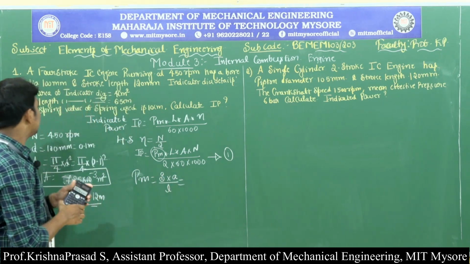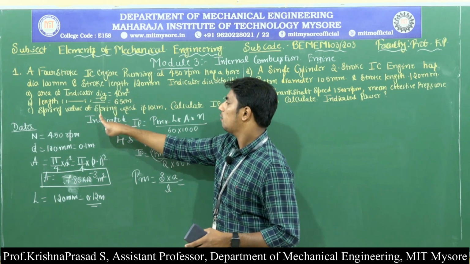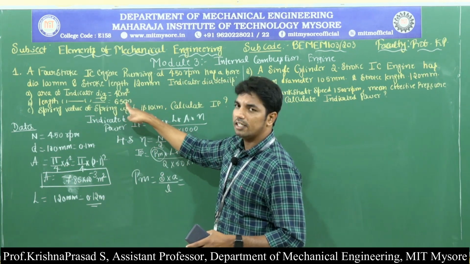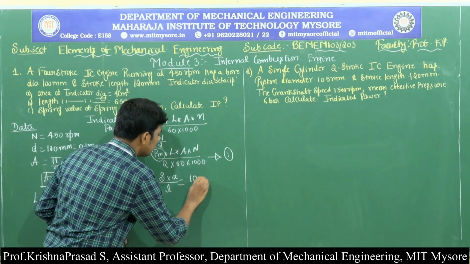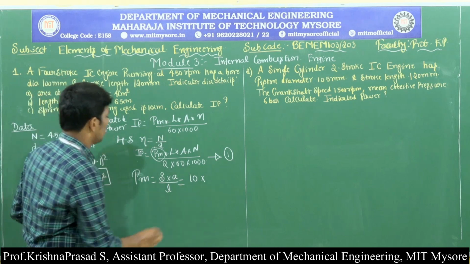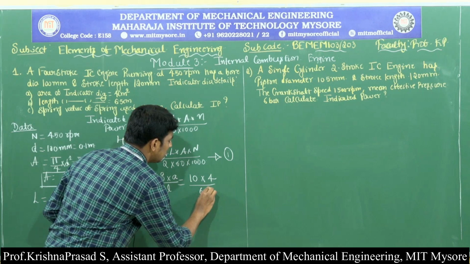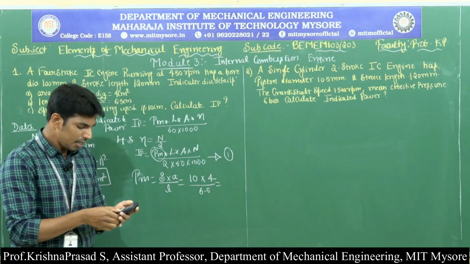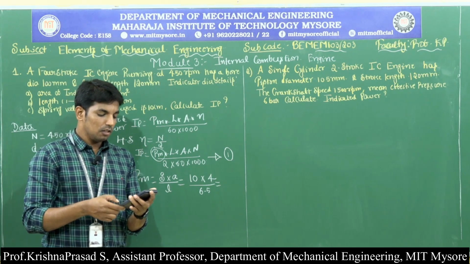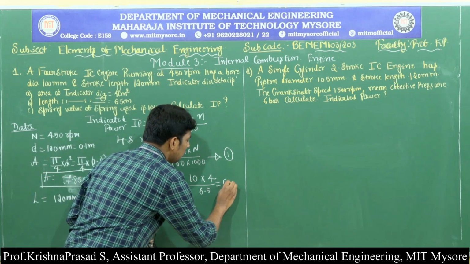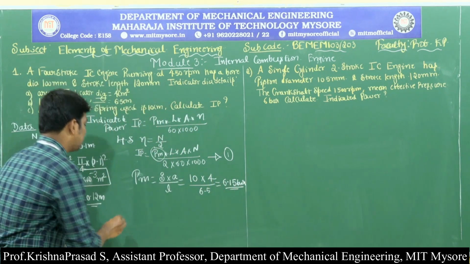Here the indicator diagram details are already given. What is the value of S, A, and L? It is already given. Substitute here, S equals 10 centimeter, A equals 4 centimeter square and L equals 6.5 centimeter. Substitute and calculate the value. Here 10 into 4 divided by 6.5 will be equal to 6.15 bars.